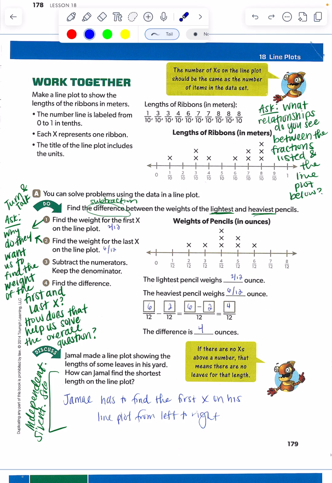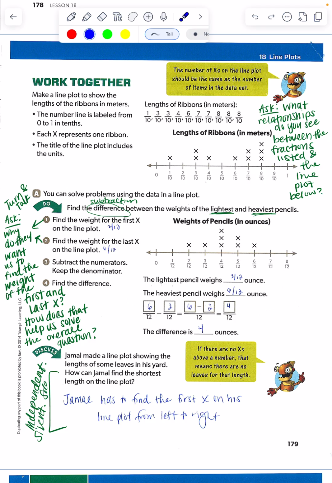So this question says, find the difference, which is subtraction, between the weights of the lightest and heaviest pencils, right? And so this line plot is about the weights of pencils in ounces. These 4 questions or these 4 points are going to talk you through how to get students to understand the different pieces of that line plot. So the first question says, find the weight for the first X on the line plot. Students will be able to identify 2/12.